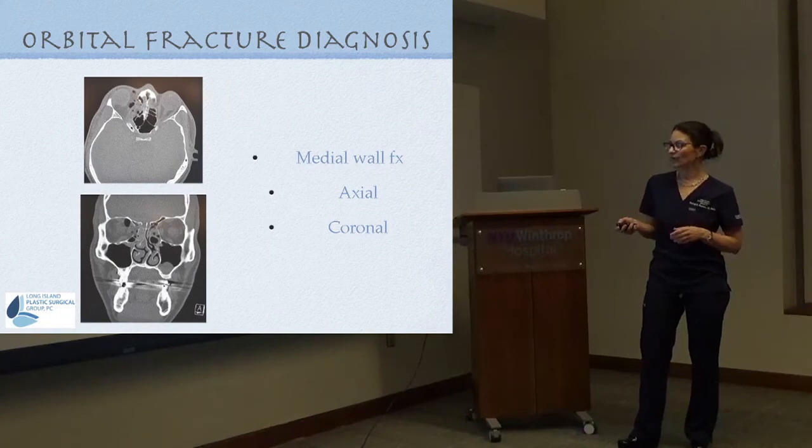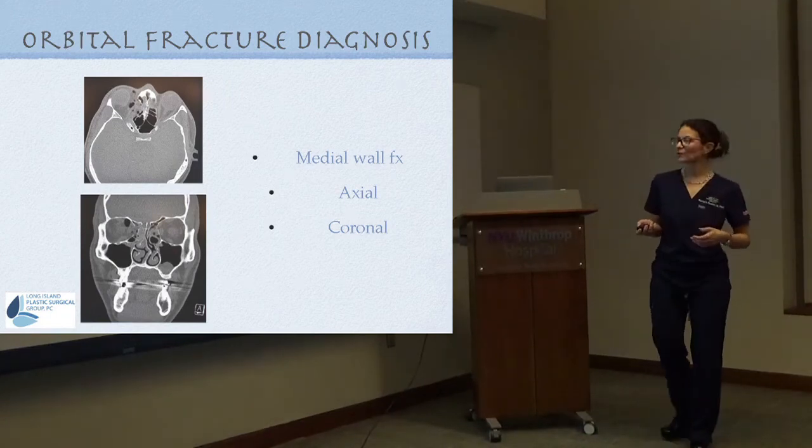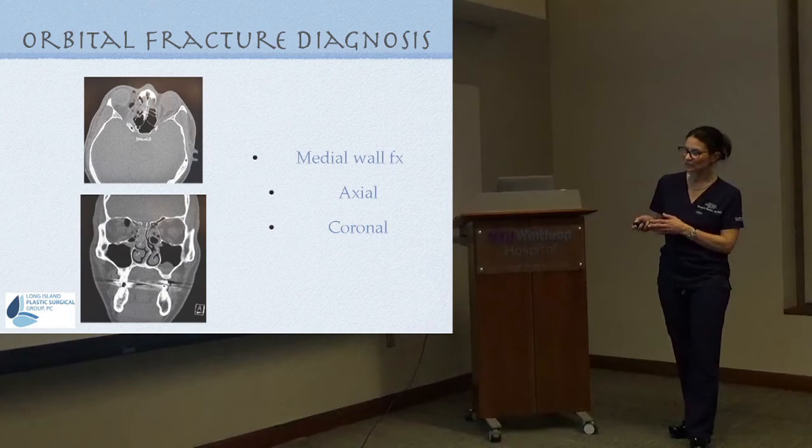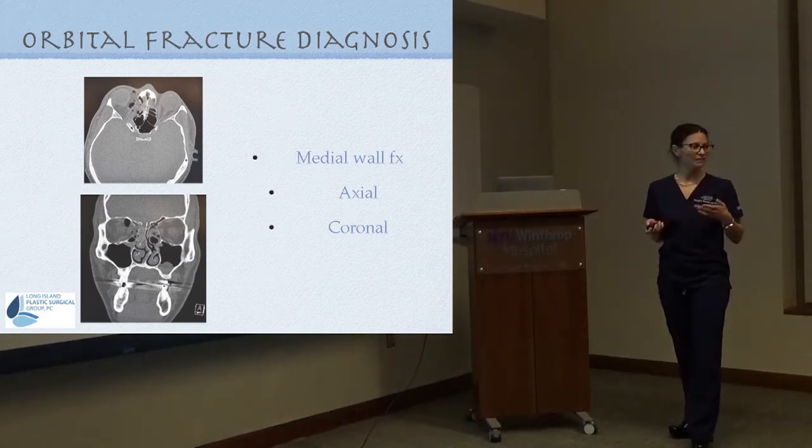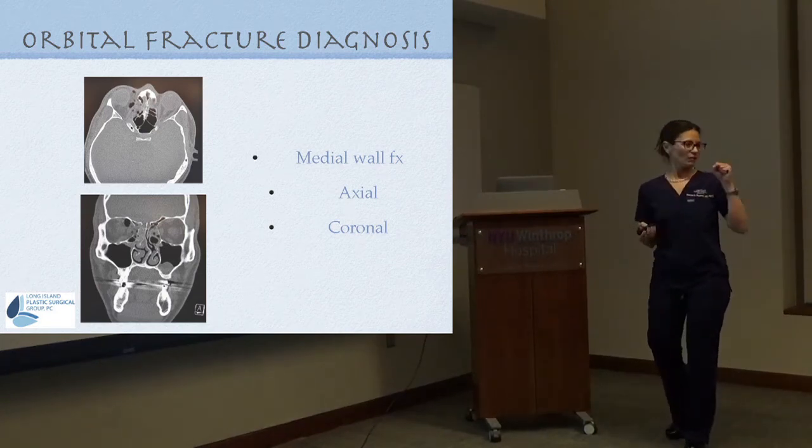So medial wall fractures. We always talk about floor or blowout fractures, but this is a problem too. See the medial wall here? It should be here. This is all blown out. That causes a similar problem of increasing the volume of where the eyeball sits.